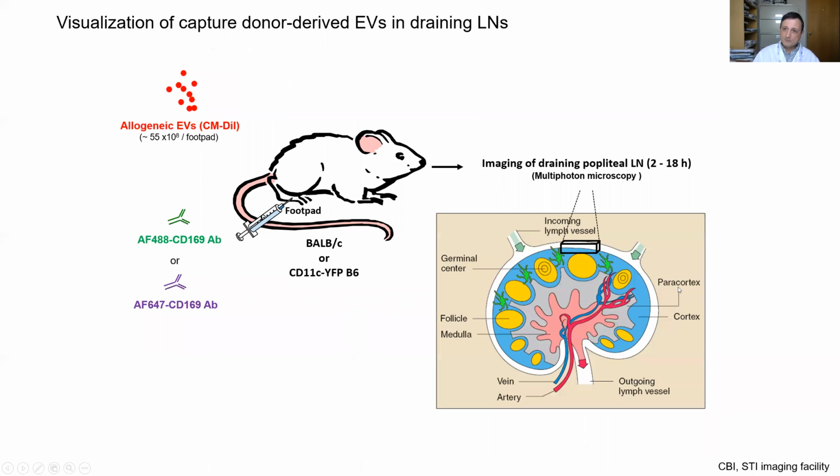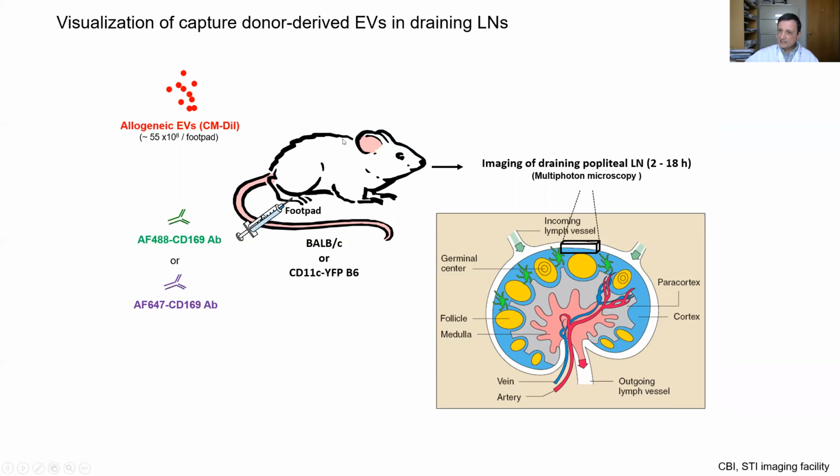And we can make movies in animals that are alive. That's called intravital multiphoton microscopy, by which we can follow these vesicles in vivo. So we can generate vesicles, in this case red. We inject the vesicles in the footpad of this mouse. And then after a few minutes, we can track the traffic of these vesicles to the closest lymph node, that in this case is a popliteal lymph node.